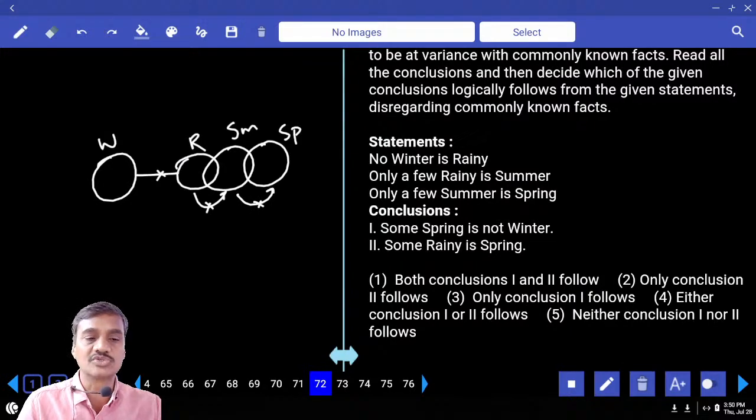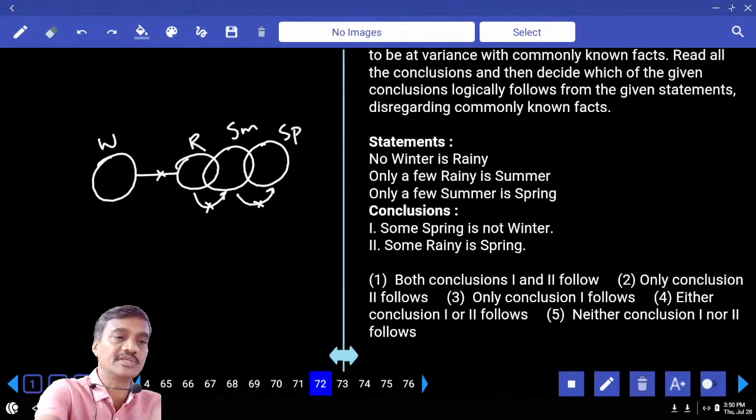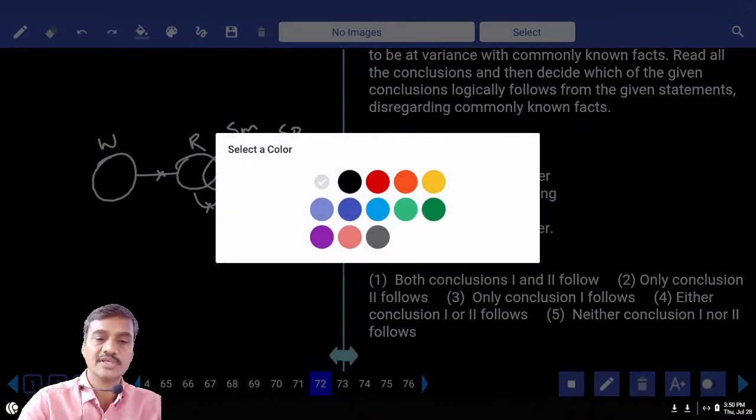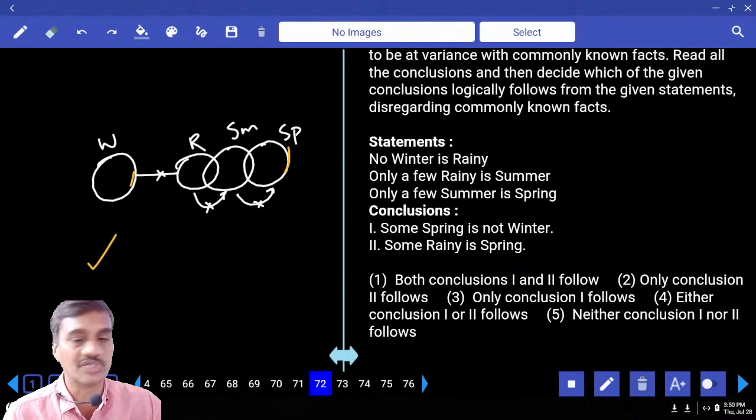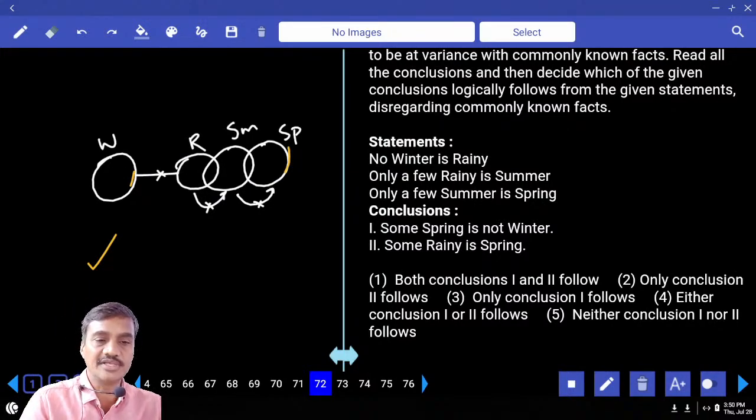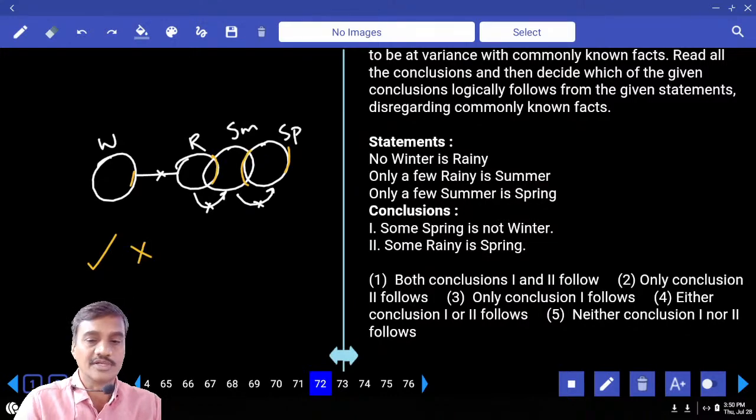Some spring is not winter as of now. Spring is here, winter is here. No spring is winter. Some spring are not winter is also true. And some rainy is spring, rainy ikkada, spring ikkada, that is false. And so what is your answer here? Some spring is not winter.